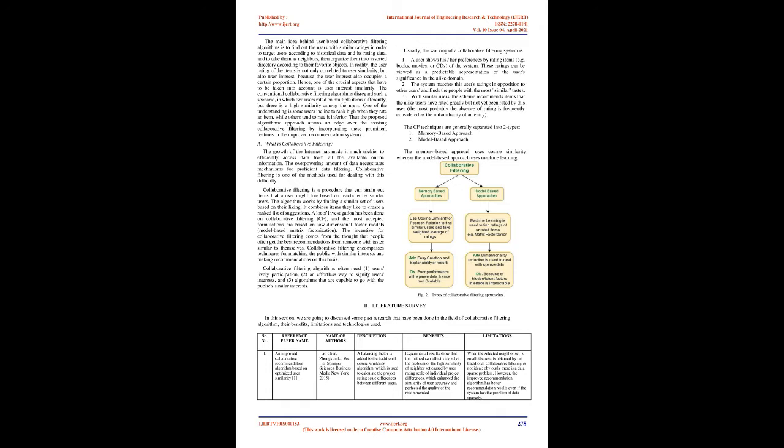Usually, the working of a collaborative filtering system is 1. A user shows his/her preferences by rating items, e.g. books, movies, or CDs, of the system. These ratings can be viewed as a predictable representation of the user's significance in the alike domain. 2. The system matches this user's ratings in opposition to other users and finds the people with the most similar tastes. 3. With similar users, the scheme recommends items that the alike users have rated greatly but not yet been rated by this user. Most probably the absence of rating is frequently considered as the unfamiliarity of an entry.